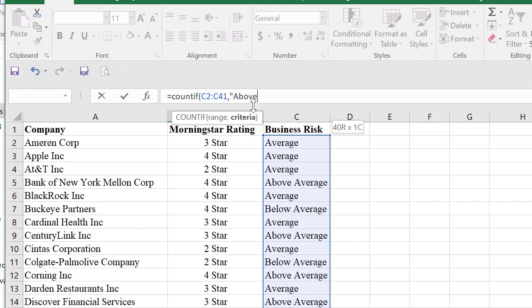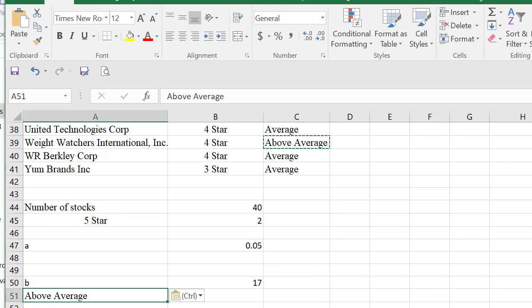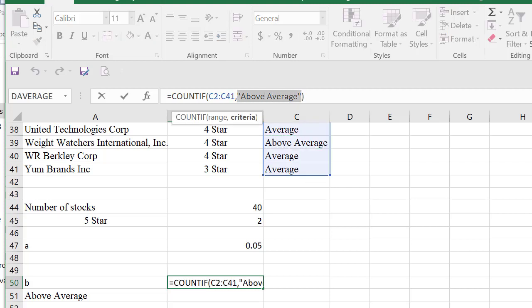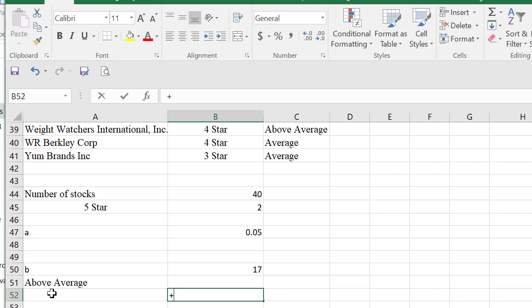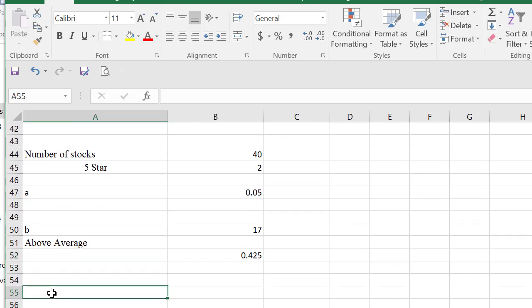there's different ways you can do this. You just got to make sure you spell it exactly the way it is in your column, or we could have referenced a cell. We would have just needed to put that above average right here. And then instead of doing above average in quotes, we could have used the cell reference, which gives us the same value. The proportion now is going to be this value divided by this value, or 42.5%.